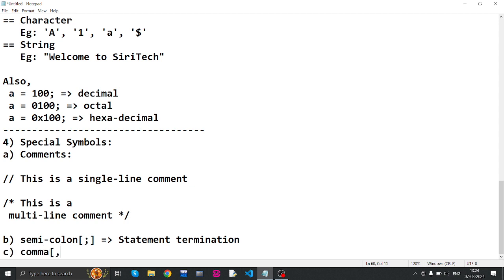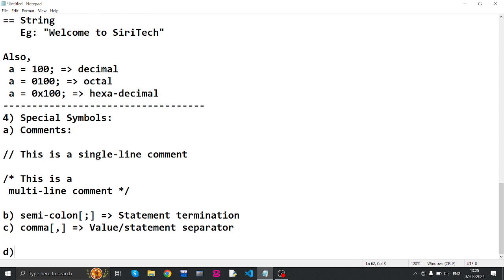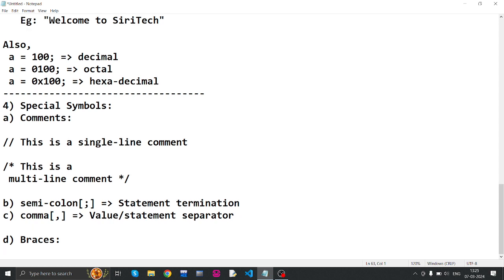Then we have a symbol called comma. Comma can be used as a value or statement separator. So that's one more symbol. Along with that, we can use braces also.